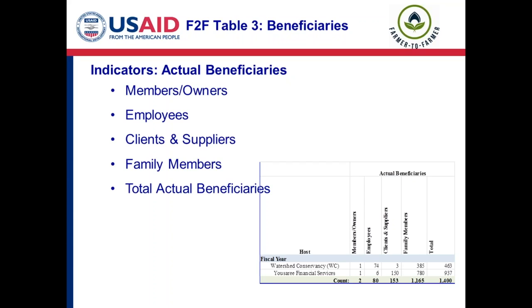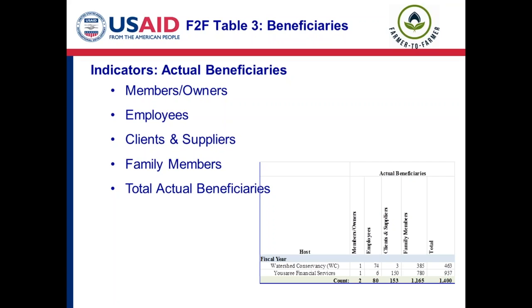So members and owners, employees, clients and suppliers, family members, and then we wrap that all up into total beneficiaries. So it ties directly back into that potential beneficiaries indicator number 13 in Table 2. So we do a comparison there. This is an interesting indicator because in Table 2, the beneficiaries is not actually a baseline. It's a measure of the potential reach that we may have.